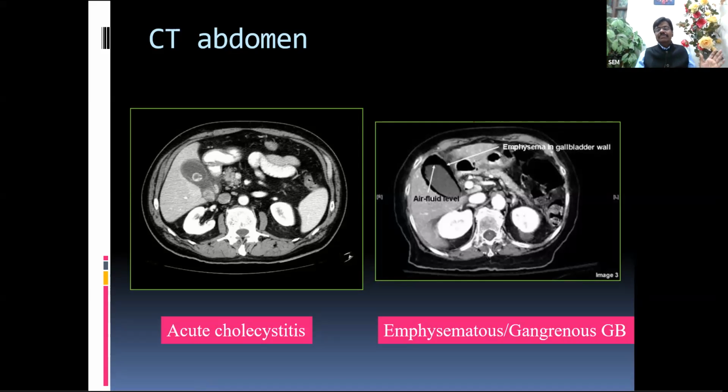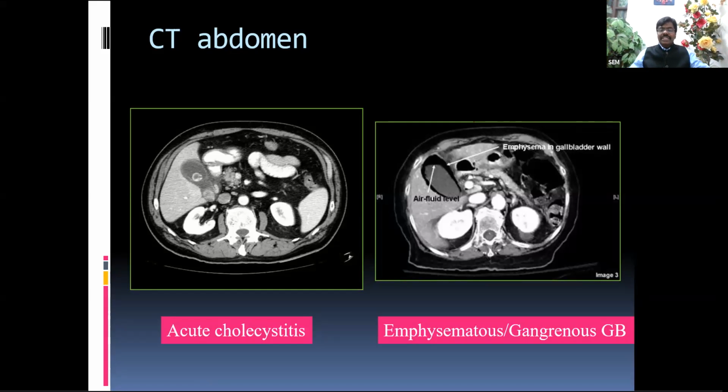TNM staging. If you ask why it is important in oncology, it gives you the stage of the tumor, size of the tumor, T stage, nodal spread, N stage, and metastasis like liver spread and things like that. So TNM, that's why it is important. Next, in acute abdomen, the whole abdomen is seen.